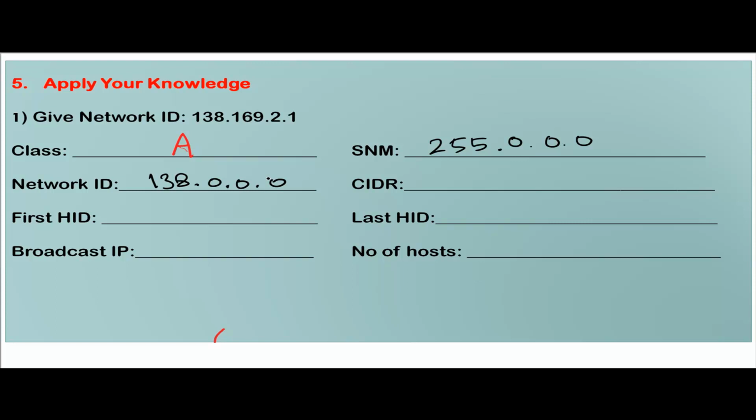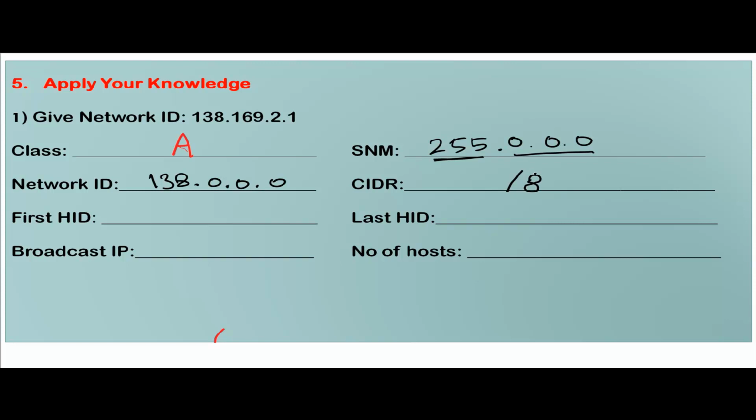So what is the CIDR value? The number of bits available in the network part. Now, if you see the subnet mask, the first octet is the network, and these 3 octets are going to be host. So there are 8 bits available here. So the CIDR value is /8.